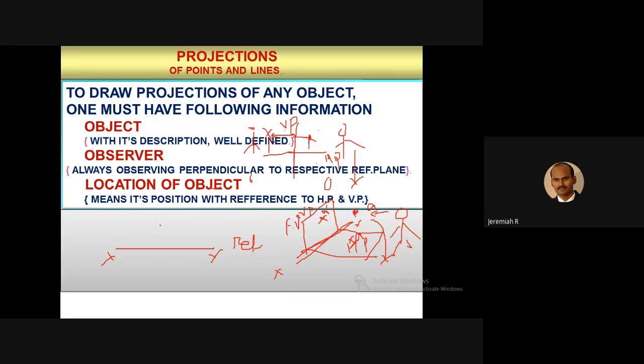From the front, what do you get? You get a point A dash. From the top, what do you get? A point. I already told you this HP you are always rotating in clockwise direction. You'll get A. In the forthcoming slides I will explain elaborately.